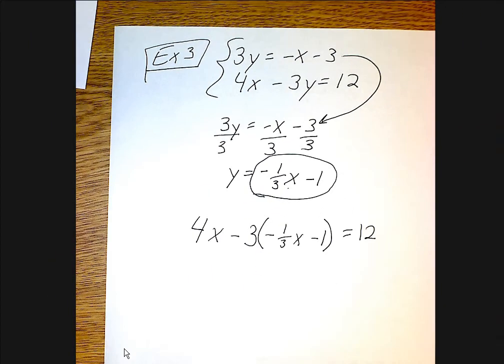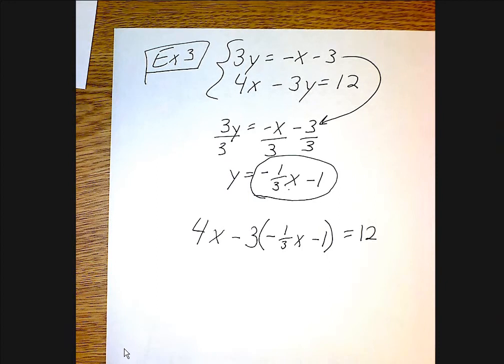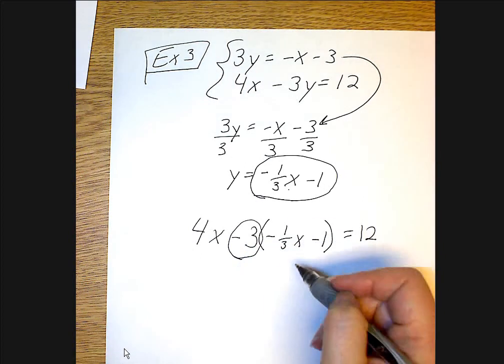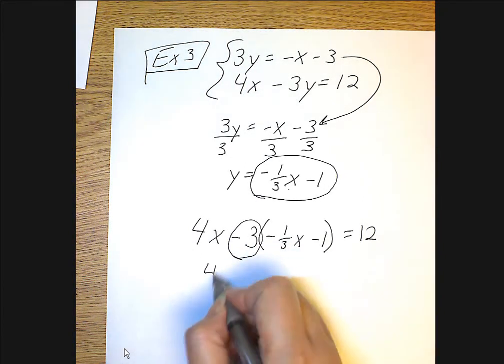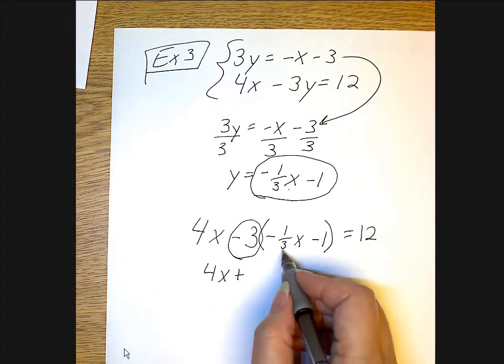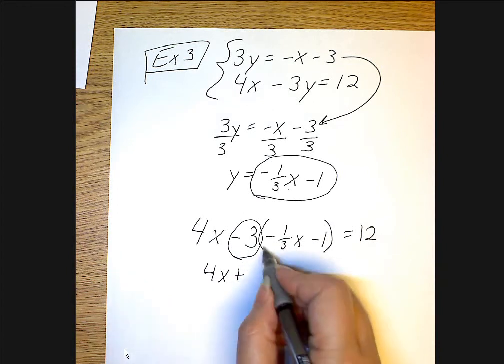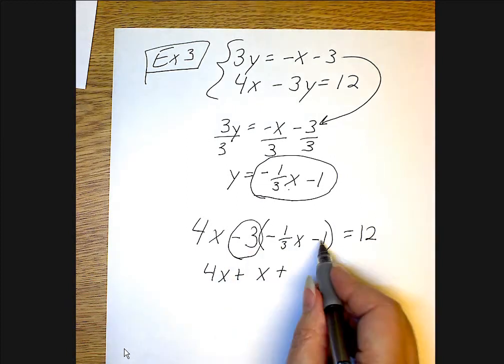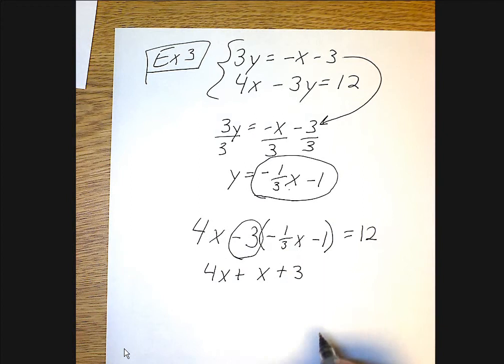And what am I distributing? Josh, what am I distributing? Am I distributing 3 or negative 3? Negative 3. Yep, you have to make sure you're distributing negative 3. So I have 4x, negative is a positive. 3 times 1/3 is 1. And so we have 1x. Negative and negative is a positive again. 3 times 1 is 3. Is equal to 12.